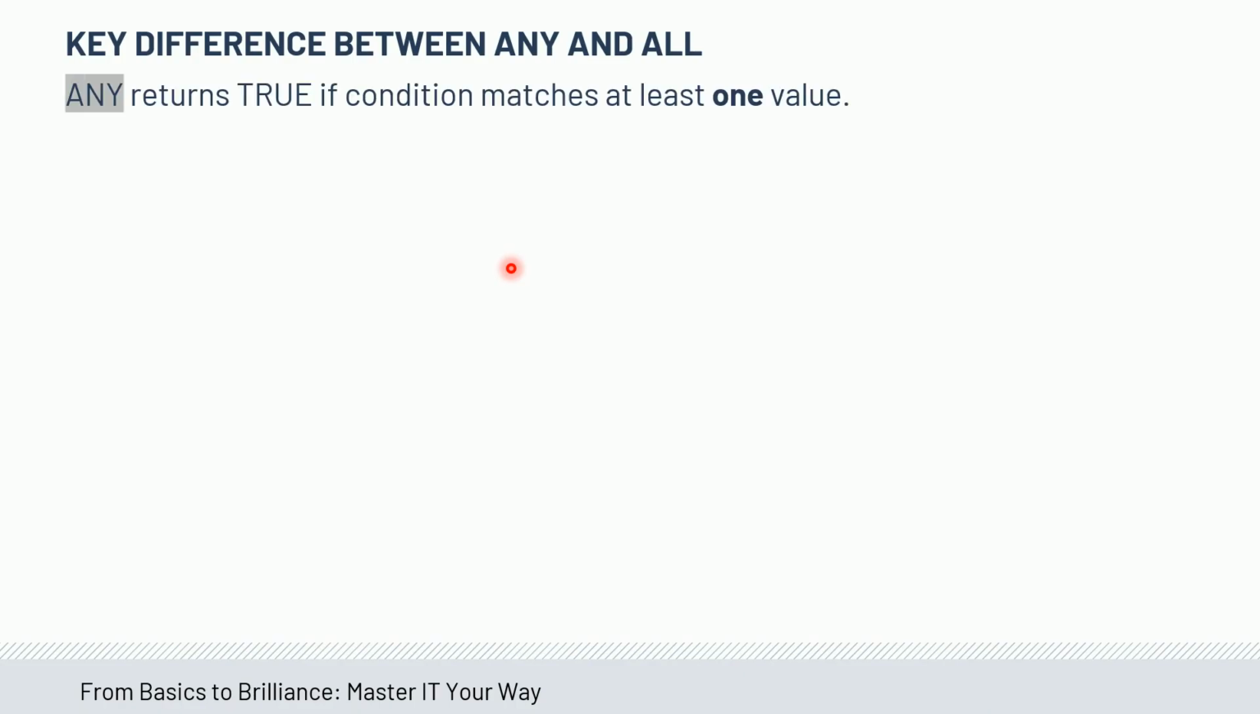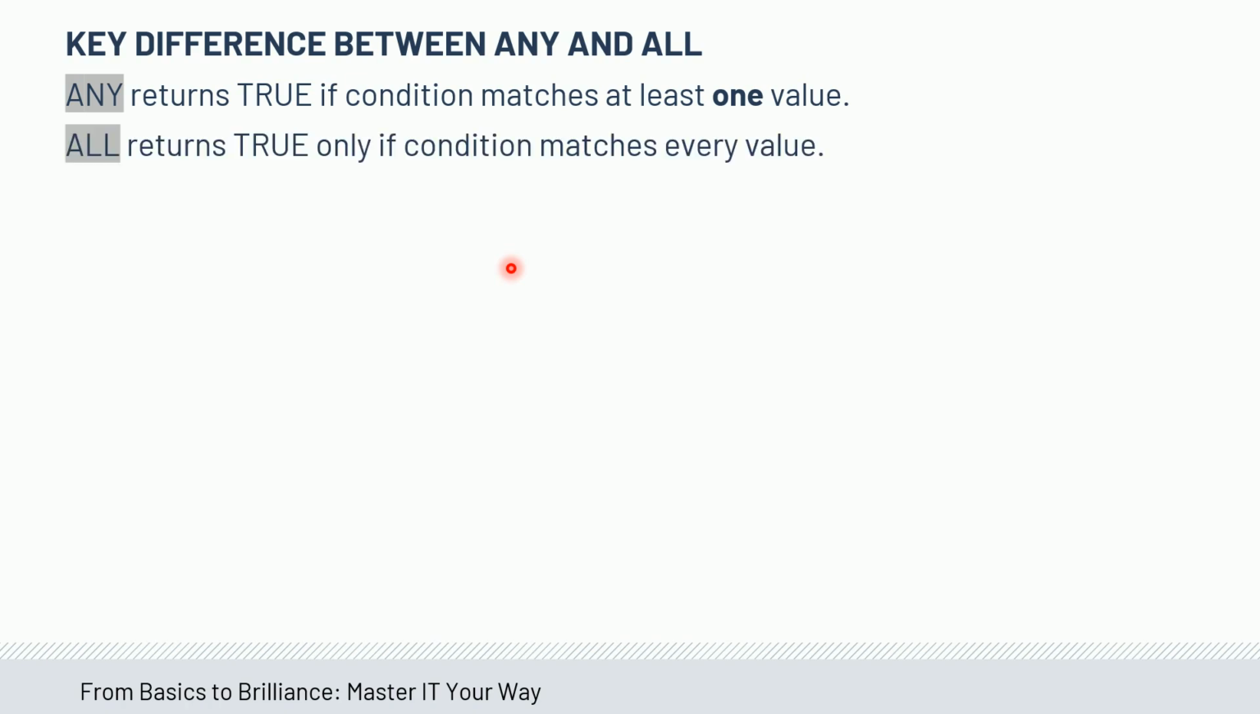So let's look at the key difference between ANY and ALL. ANY returns true if the condition matches at least one value. ALL returns true only if the condition matches every value.